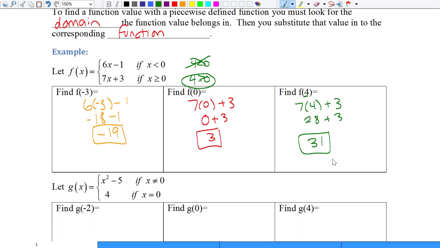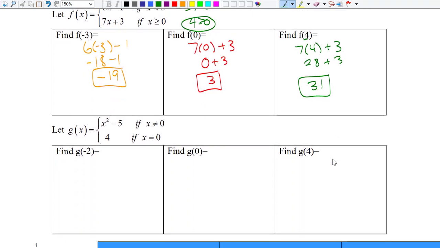Let's do this one more time. New function g of x is equal to x squared minus 5 if x is not equal to 0, or 4 if x is equal to 0. So if you want to think about x not equal to 0, it's x less than 0 or x greater than 0. Anything below 0 will work, anything above 0 will work, just not 0. If it's equal to 0, then it's a different function, okay?